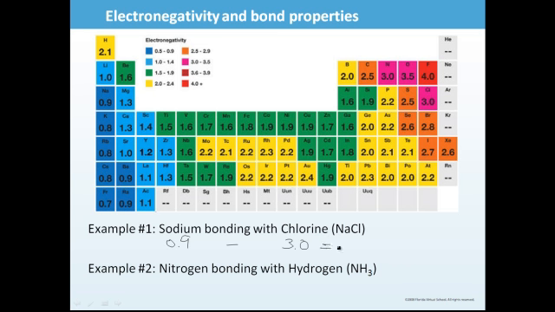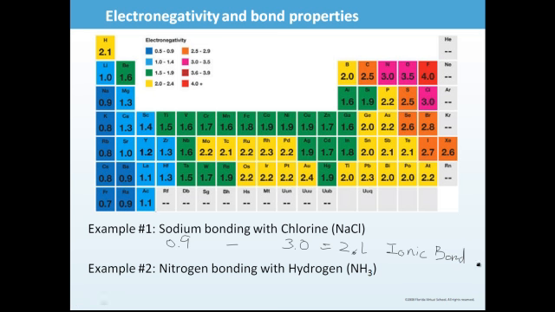And of course that's going to give us 2.1 for the difference. So our 2.1, if we go back to our chart on the last page, that is greater than 1.7. So that tells us this is going to be an ionic bond. Now if you remember back in the very first slide when we talked about the definitions, we said ionic bonds happen between metals and nonmetals.